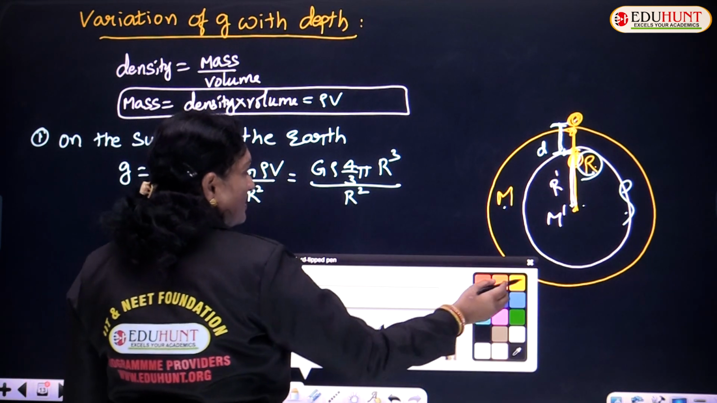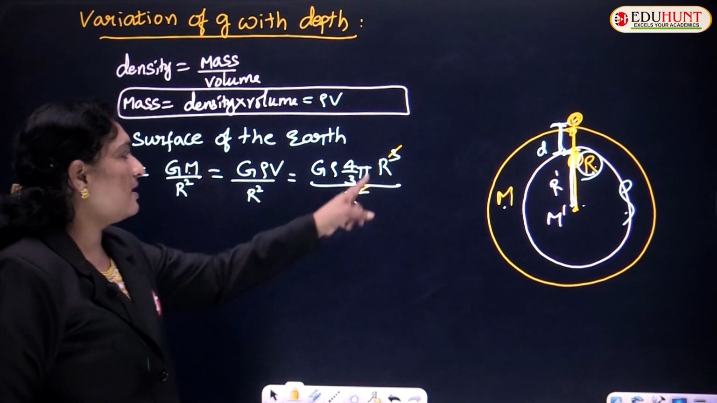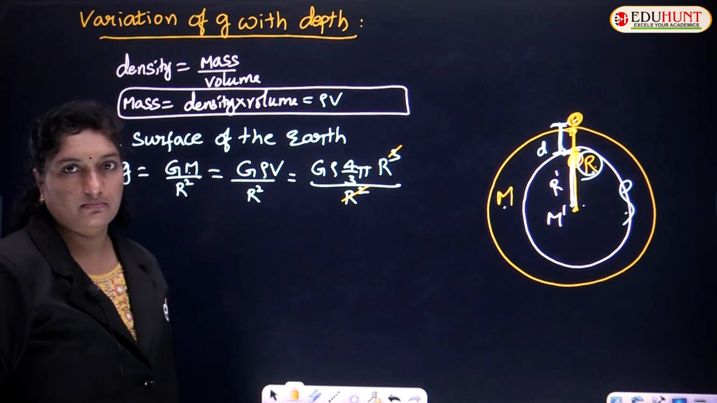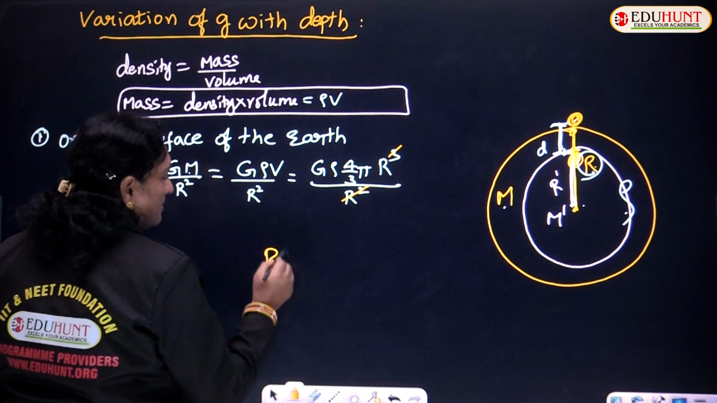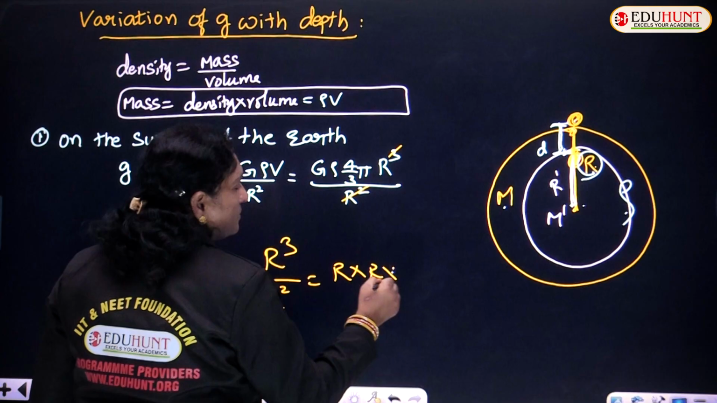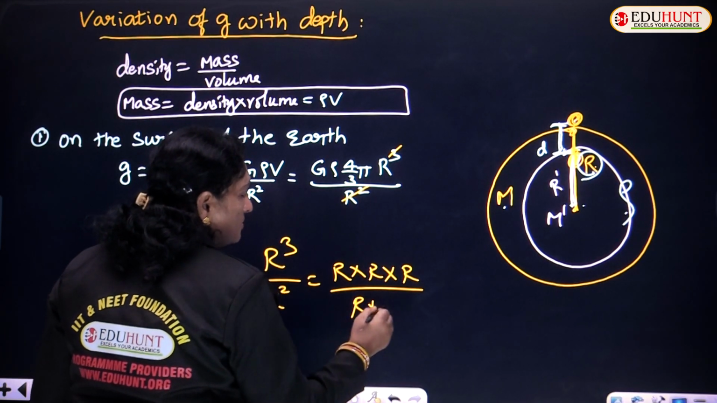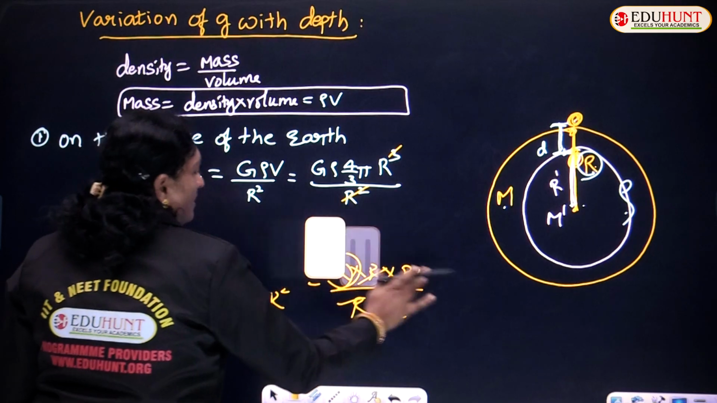So simplifying this further, r square and 1 goes twice, then you are left with r. How much is that, r square upon r? Sorry, r cube upon r square is nothing but r into r by r into r. 2 times gets cancelled and you are left with single r.